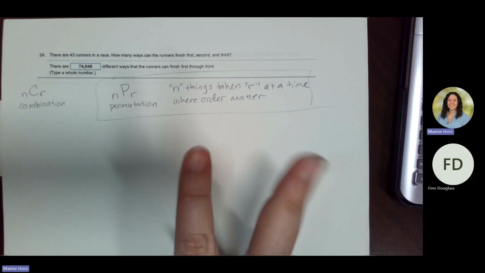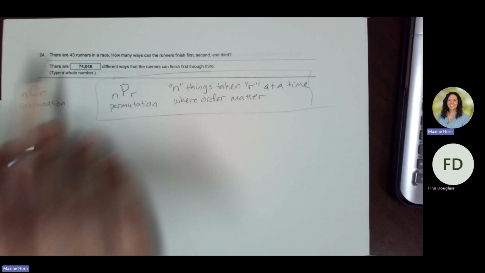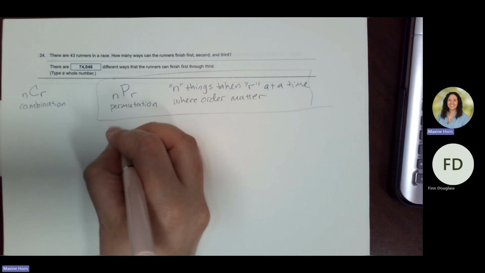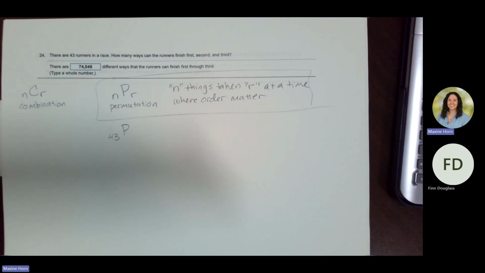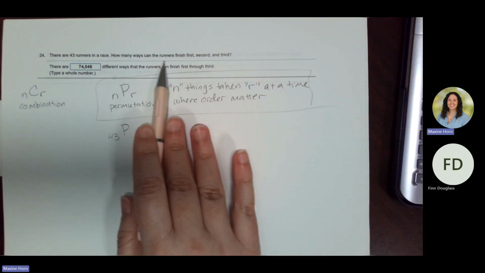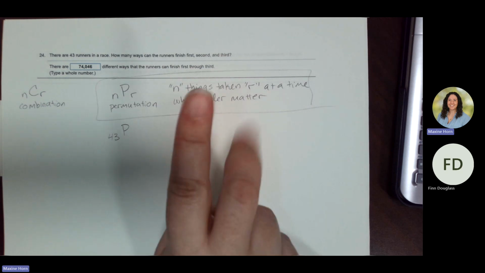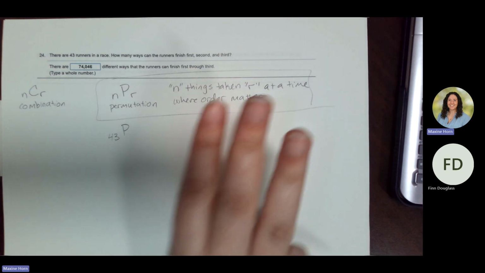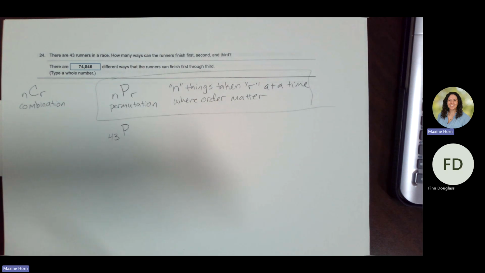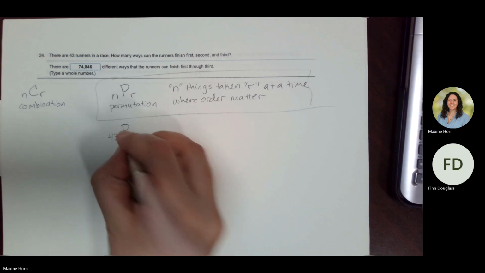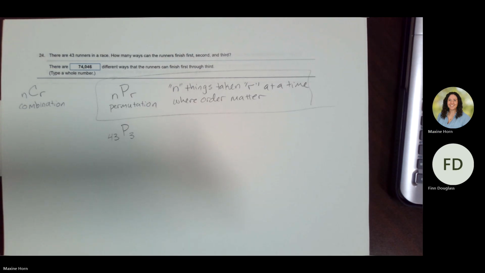So what do we mean when we say n things taken r at a time? How many things are there? How many runners are there? There are 43 runners. That's our n. n is 43. It's like our sample space, right? n is your sample size. There's 43 runners total. And what are we looking for? We're looking for how many ways the runners can finish first and second and third. First, second, third, that's 3 different places that we're trying to fill in. So that's a 3.